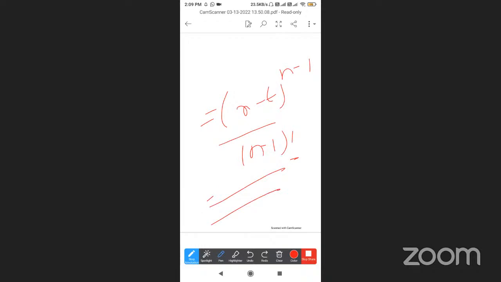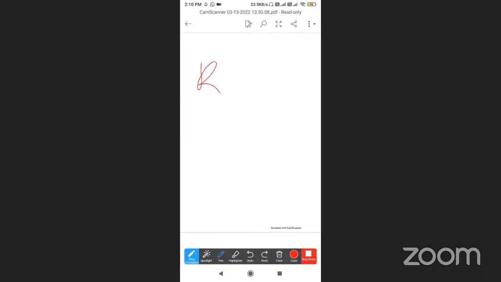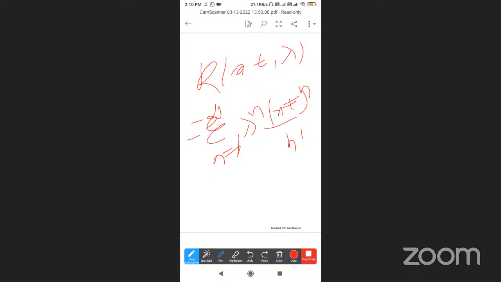Now the resolvent kernel R of x comma t. This lambda resolvent kernel is equal to the summation of n equal to 0 to infinity of lambda to the power of n into x minus t whole power of n by n factorial. So it is called the resolvent kernel. This is the way. Now this is the type of problem we can also do.